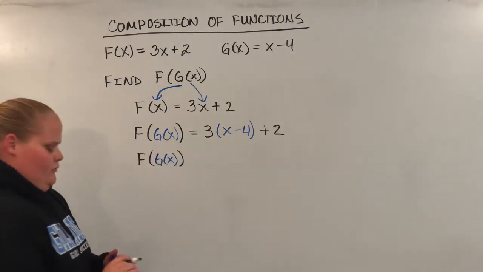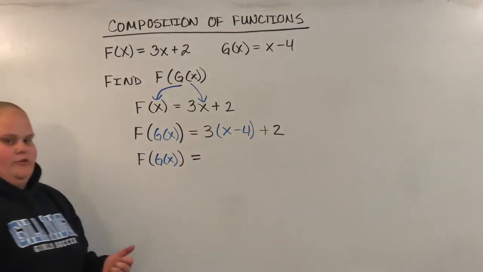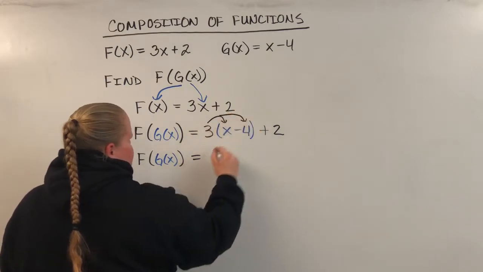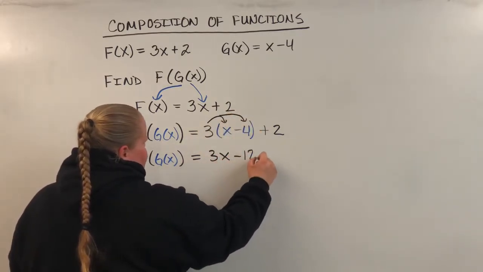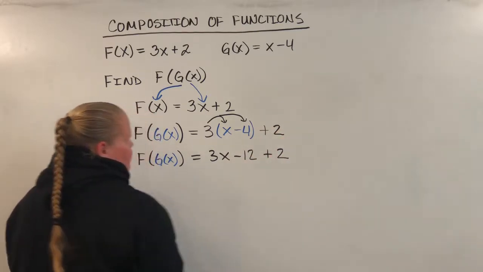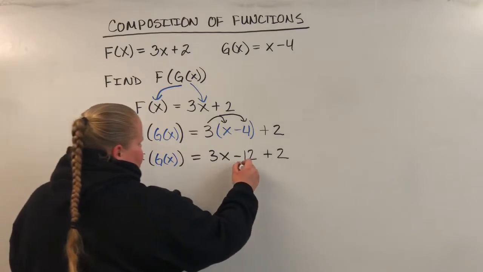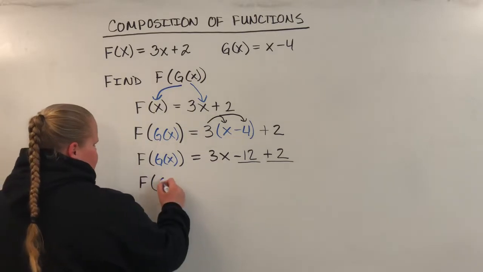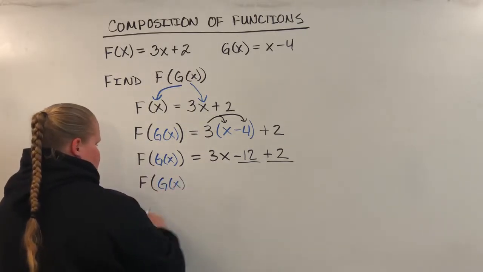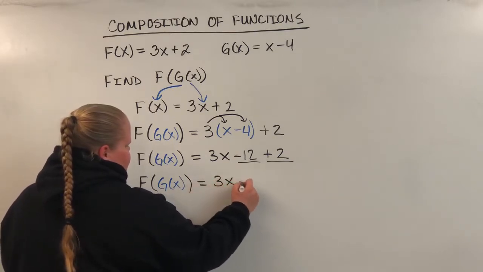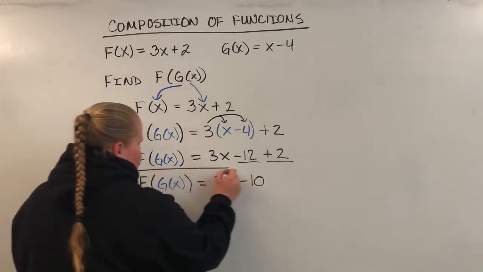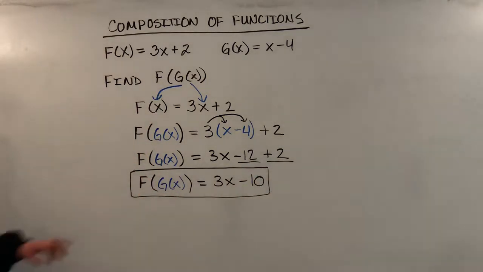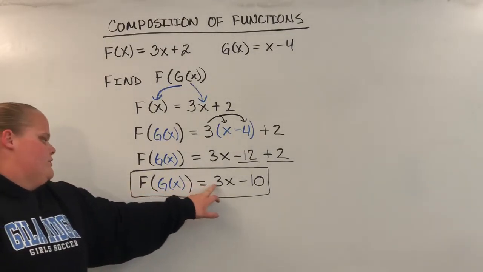Okay. So from here, we're not really solving, we're just simplifying. To simplify this, I need to distribute the 3 inside these parentheses. So I have 3x minus 12, and then I have this plus 2 still out on the end. Then all I can do here is combine these like terms, this negative 12 and this plus 2. So I have f of g of x equals 3x minus 10. That's as far as I can go. I don't have any other like terms to combine or things to simplify. So f of g of x equals 3x minus 10.